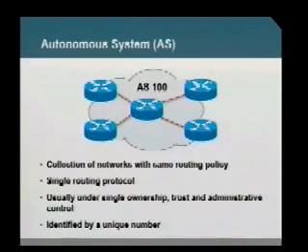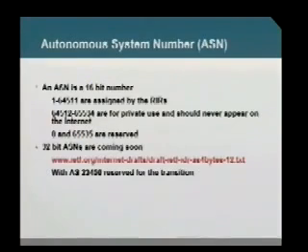So the next slide pretty much describes this collection of networks with the same routing policy. They're using a single routing protocol. There's usually single ownership, trust, as well as administrative control. Usually, not always. You see some cases where there's more than one organization using a single autonomous system. But by and large, you'll find that one AS will map onto an organization. And of course, it's identified by a unique number. Now, the AS number is a 16-bit integer. The first 64,000 or so are assigned by the regional internet registries.